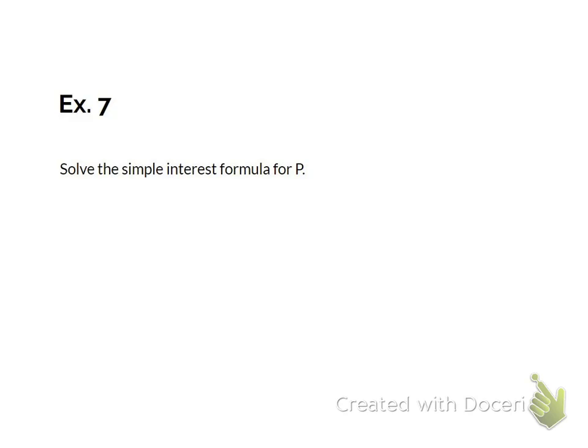Solve the simple interest formula for P. So that one was I equals P R T. We are going to solve for P. So we're trying to get P alone. What do I need to get rid of? The R and the T. Both R and T are being what? Multiplied to the P. So to undo that, we need to divide.